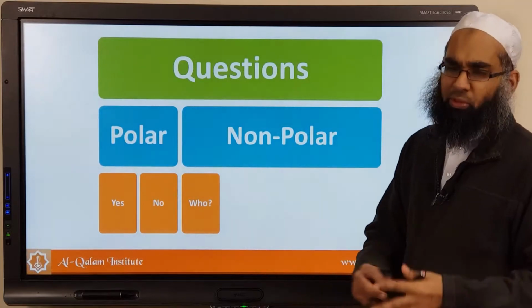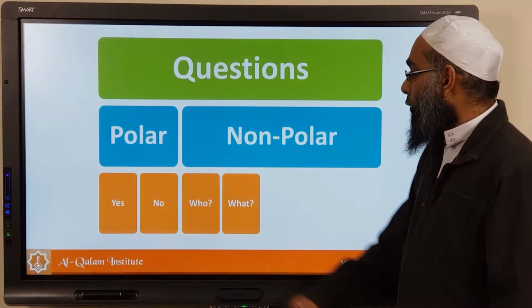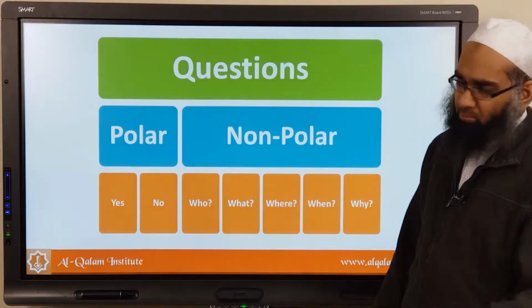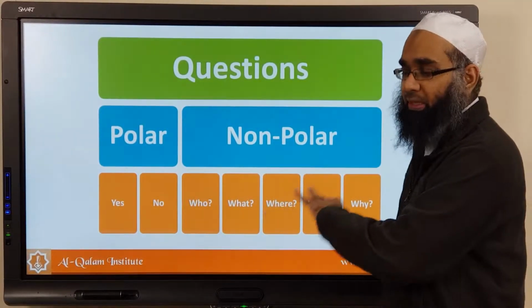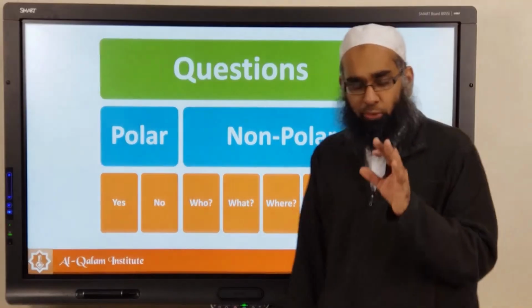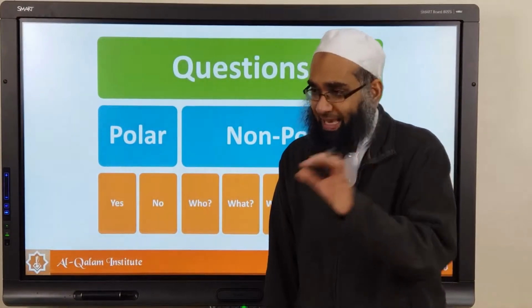And there's what we call the 5 W's. Okay, who, what, where, when, and why. 1, 2, 3, 4, 5. And there are also some more in Arabic, but when you look at the English perspective, you get polar and non-polar. In polar, all you want to know is whether it's true or not, yes or no.